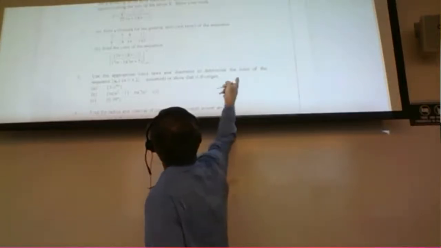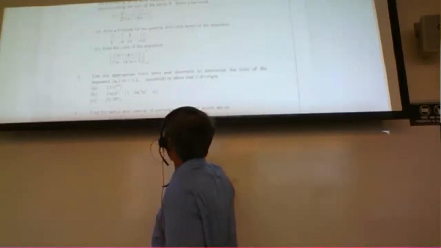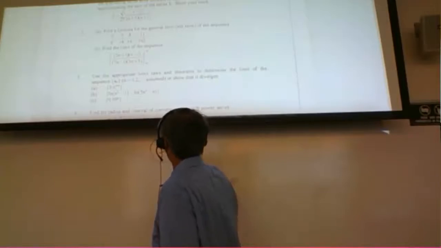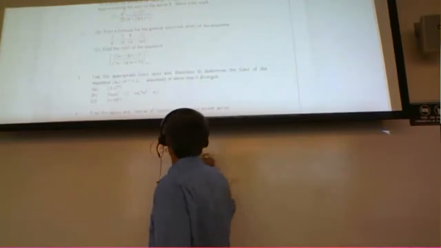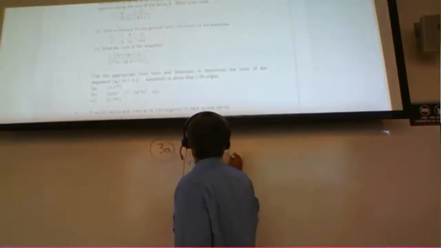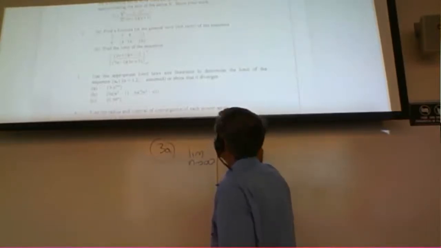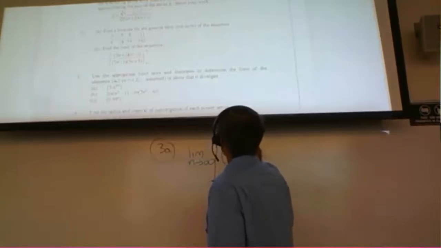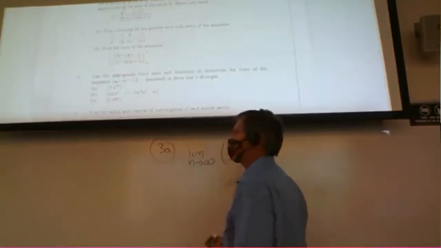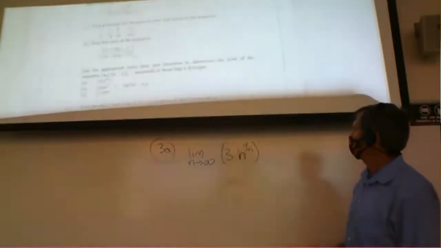How about 3a? Use appropriate limit laws and theorems to determine the limit of the sequences. Again, the major law there is to just treat it as though it's calculus 1 and say, what's the limit as n goes to infinity of 3 times n to the 4 over n? So here I'm trying to force you to be proficient with your calculus 1 techniques. How do I evaluate that limit?